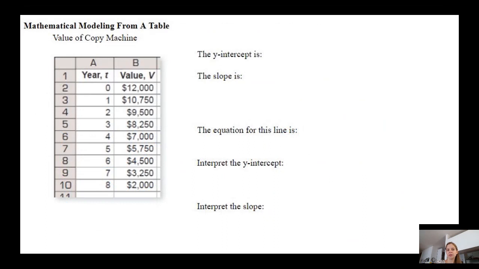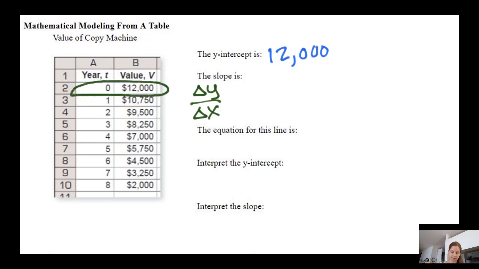For the next example, we're going to start with a table, and this table represents the value of a copy machine. The y-intercept is when the x value is 0. So the y-intercept is 12,000. The slope is going to be, again, the change in y over the change in x, and I'm going to pick out any 2 points. So I'm going to pick out this point and this. And I'm going to subtract the y's.